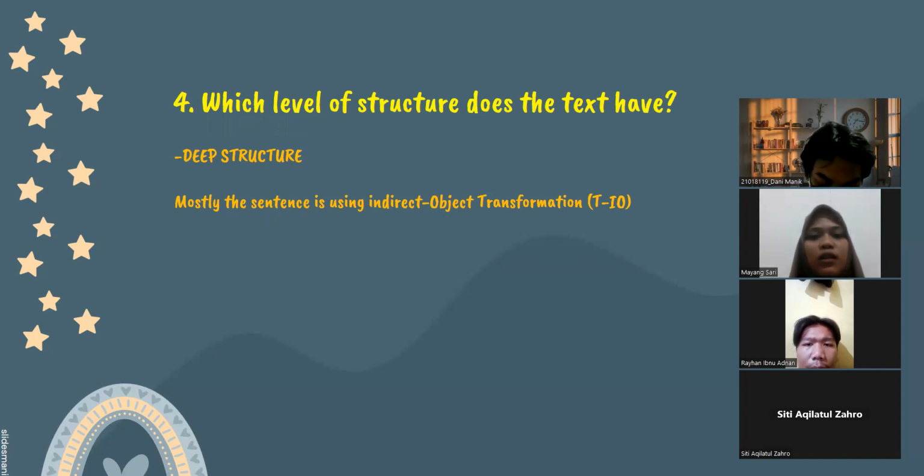As for level of structure used in the text, it is mostly deep structure. So mostly the sentences use indirect object transformation. Next.